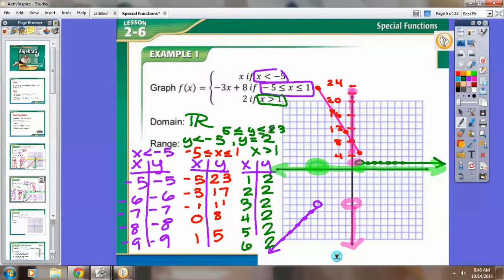Alright, again, remember your graphs have to pass the vertical line test. Does our graph pass the vertical line test? I know we have a lot going on. But yes, it should pass that vertical line test because I can draw a vertical line anywhere and it's only touching my graph in one place.